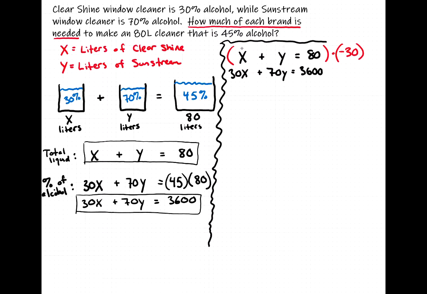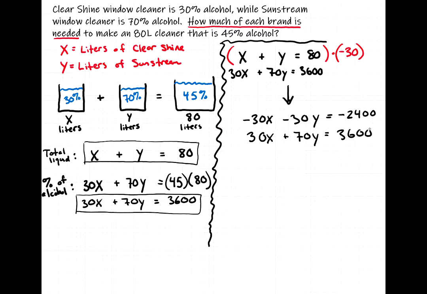That will give us a negative 30x here. So when we combine that with the positive 30x, they will cancel out. Okay, so equation number 1 becomes negative 30x minus 30y is equal to, well, 80 times a negative 30. That should be a negative 2,400. Second equation stays what it is, 30x plus 70y is equal to 3,600.